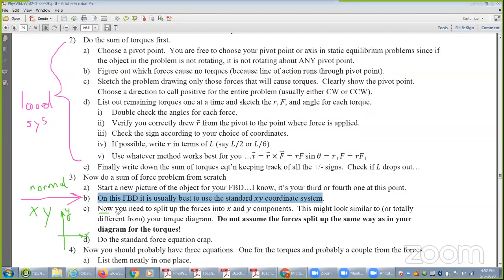One of the things that happens is you need to split up the forces into components that might be different than the way you split them up here. So especially this, if you use this force perpendicular, well, if your rod is angled or something, the XY components might not be the same.